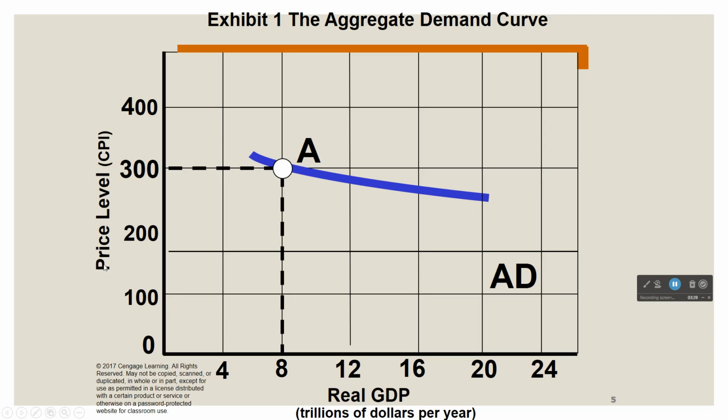Okay, here we have price levels as measured by the CPI, and here we have real GDP in trillions of dollars per year. That's on the x-axis, or the horizontal. Price levels are always on the y. At higher price levels, businesses, consumers, governments, and foreigners would buy less output than they would at lower price levels. So the aggregate demand curve, just like the demand curve from chapter 3, is downward sloping to the right.